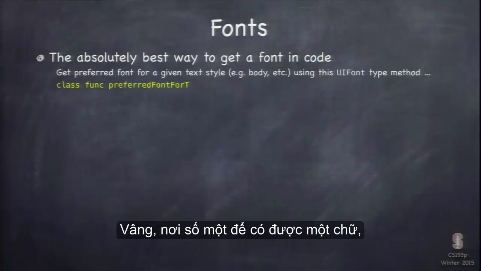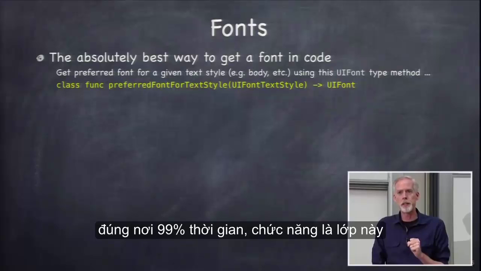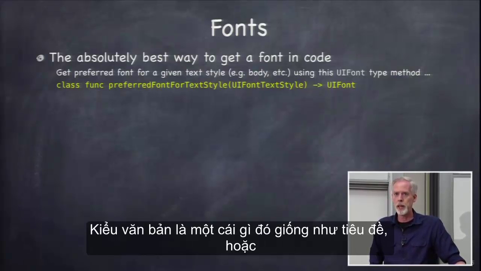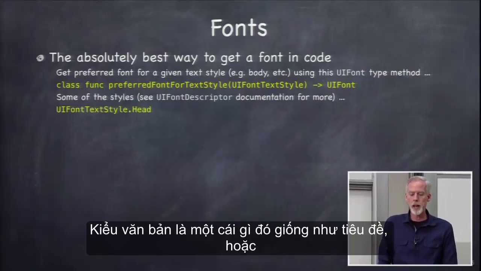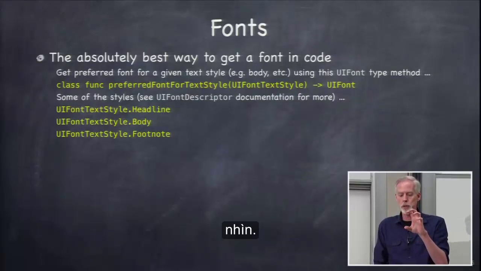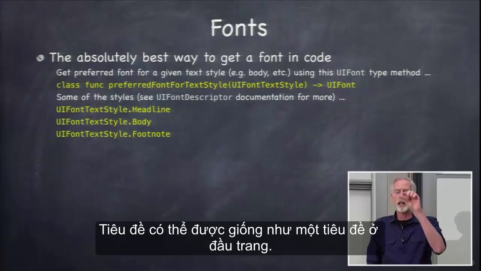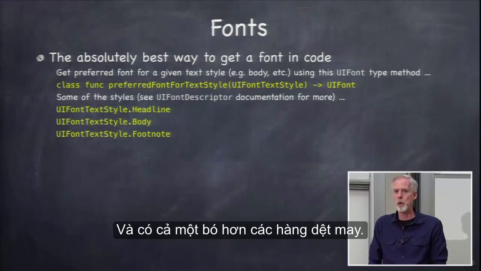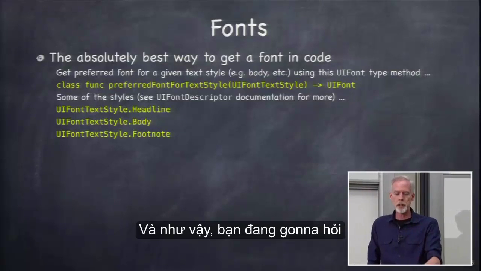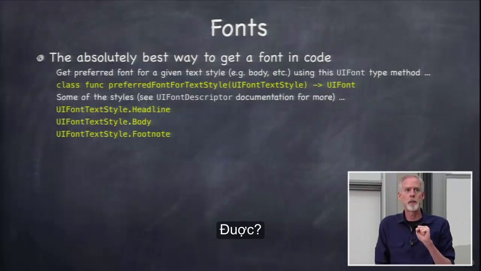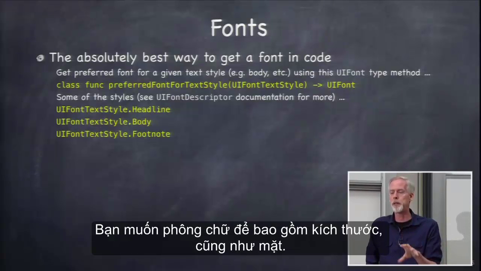And where do you get the right fonts? Well, the number one place to get a font, the right place 99% of the time, is this class function in UIFont called preferredFontForTextStyle. The text style is something like headline or body. The body would be like the main content that your user is looking at. Headline might be like a title at the top. Footnote might be a small little thing mentioned at the bottom. And there's a whole bunch more of these text styles. So you're going to ask the system, give me the preferred font for that style. The font includes a size. UIFonts include the size as well as the face.